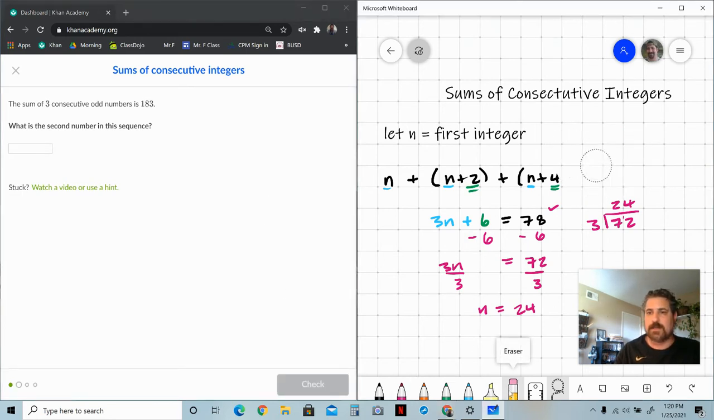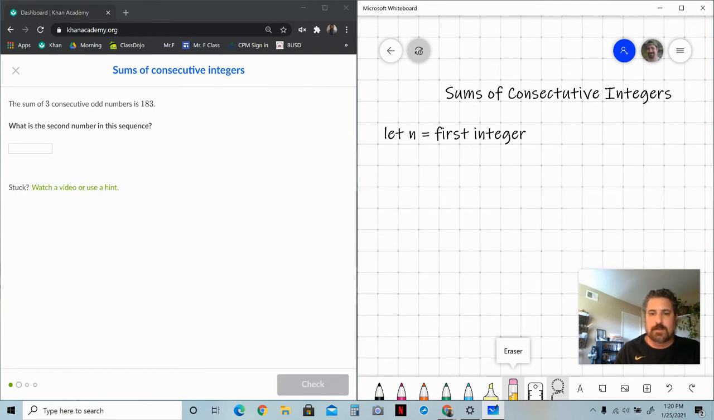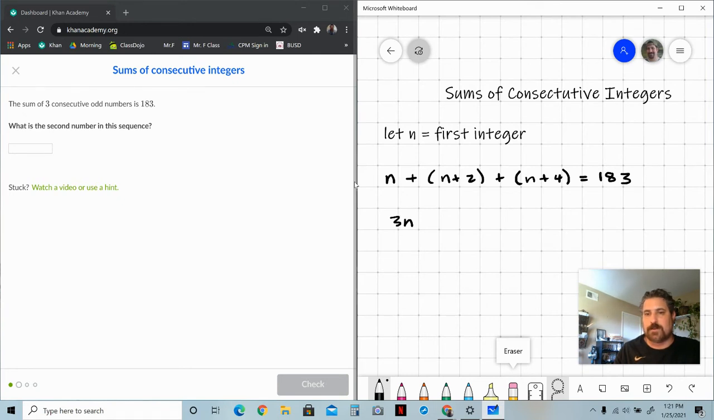This one says the sum of three consecutive odd numbers is 183. Doesn't matter whether they're even or odd. If it's even or odd, you're going to add 2, right? So the first odd value is n. The second odd value is going to be n plus 2. The third odd value is going to be n plus 4, same as last time. And then that's going to be a sum of 183. So when we do this, we're going to get n plus n plus n, which is 3n, and then 2 plus 4, which is 6. So 3n plus 6 is equal to 183.